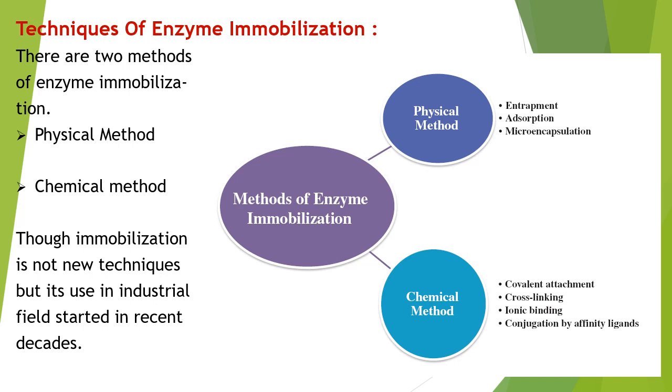So here are the techniques of enzyme immobilization. The first class of techniques is known as the physical methods, and the second class of immobilization techniques is known as chemical methods. Immobilization is not a new technology, but its use in the industrial field started in recent decades. We will see in the upcoming slides what the physical methods and the chemical methods are to immobilize enzymes.